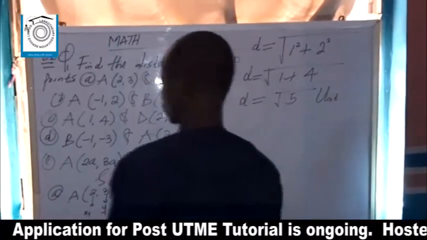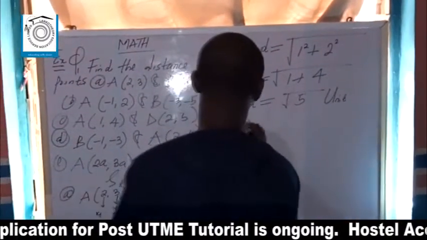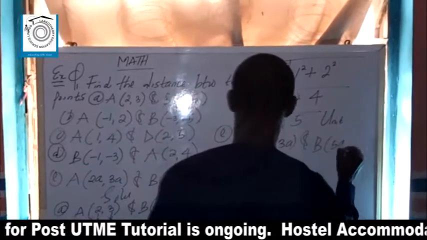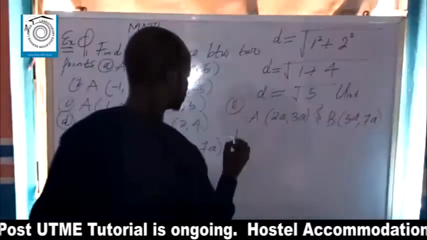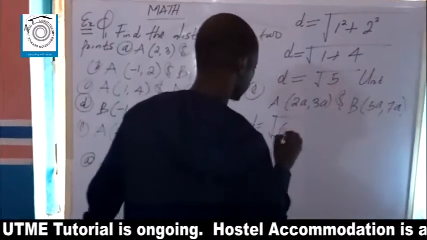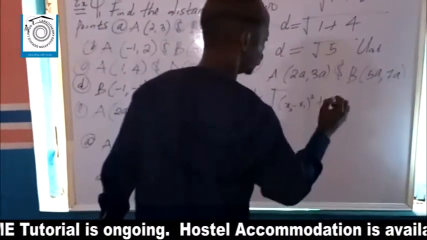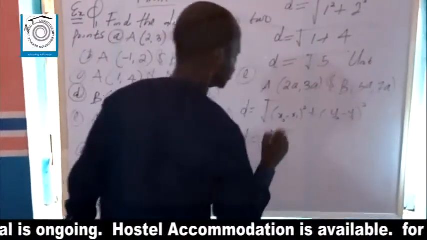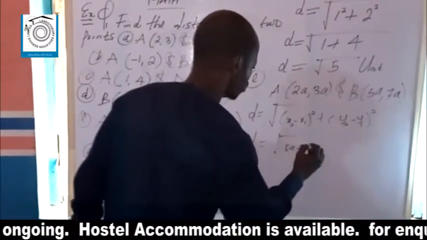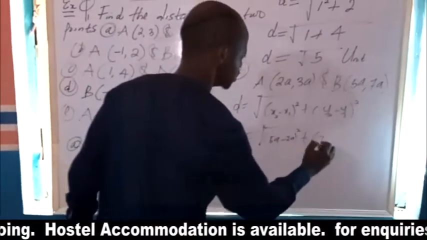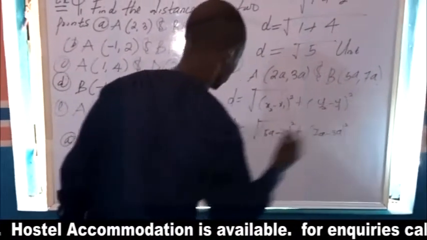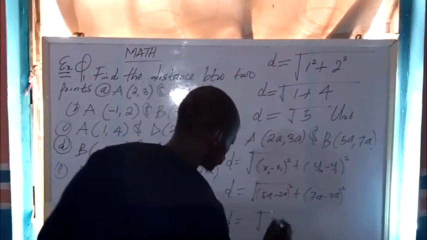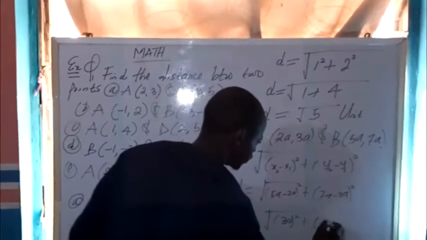Let me try as much as possible to solve question E, which contains the arbitrary constant a. We are given A as (2a, 3a), and another point B equal to (5a, 7a). In this case, the distance between the points is equal to the square root of (x2 minus x1) raised to power 2 plus (y2 minus y1) raised to power 2. So d will be equal to the square root of (5a minus 2a) raised to power 2 plus (7a minus 3a) raised to power 2. So d will be equivalent to, 5a minus 2a gives us 3a raised to power 2, then 7a minus 3a gives us 4a raised to power 2.